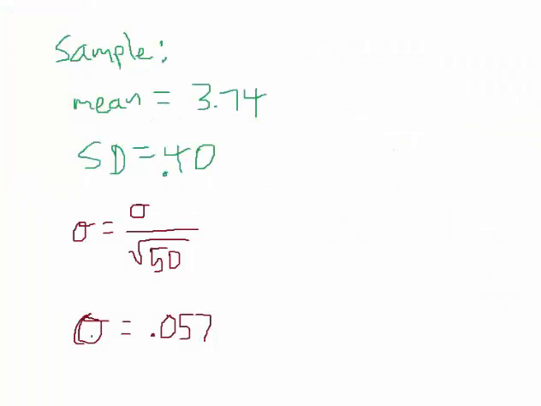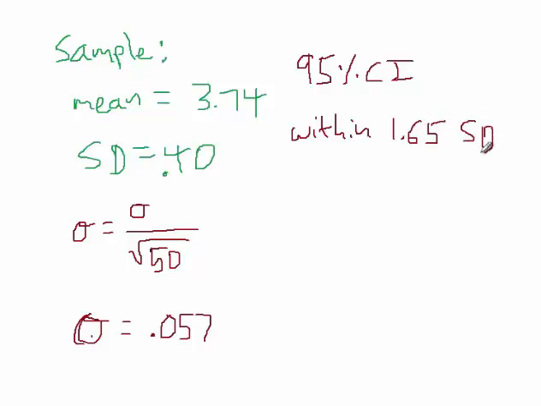So in order to get a 95% confidence interval, since it's a one-tailed hypothesis distribution, 95% CI means that it has to be within 1.65 standard deviations. Fine. So, what is our standard deviation? We're looking at our population standard deviation, which is 0.057 times 1.65. And we could do this in our head, or we can just do it on the calculator over here.